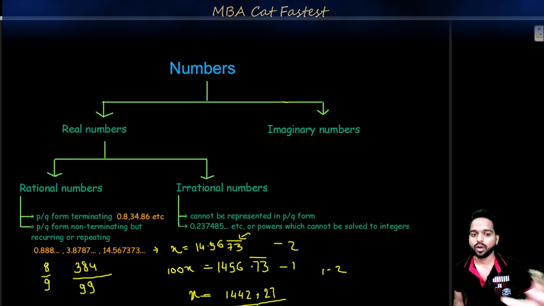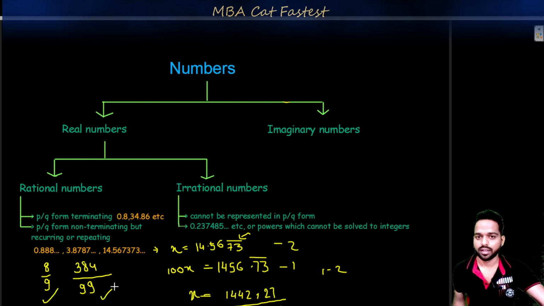So this is how you can represent any rational number in the form of p by q. That's how this is done. Okay, now moving ahead.